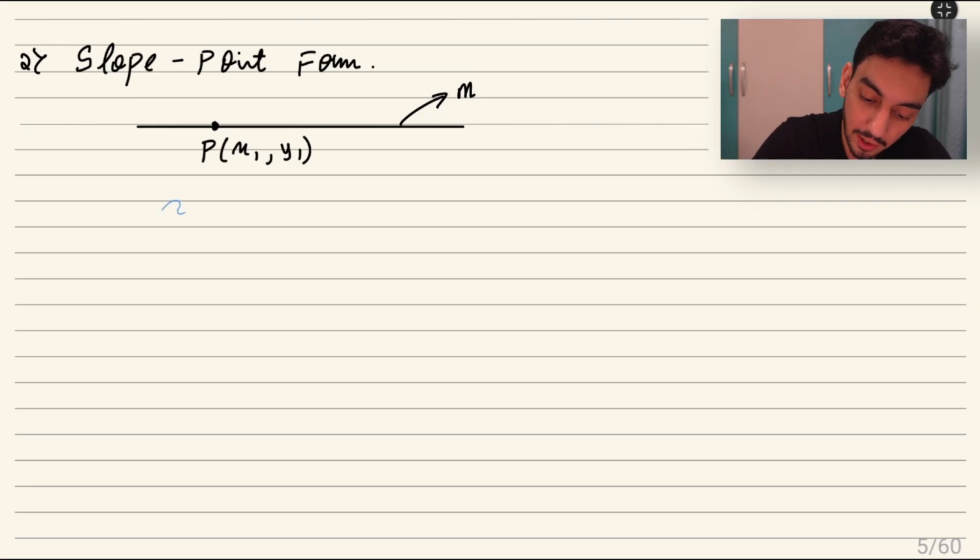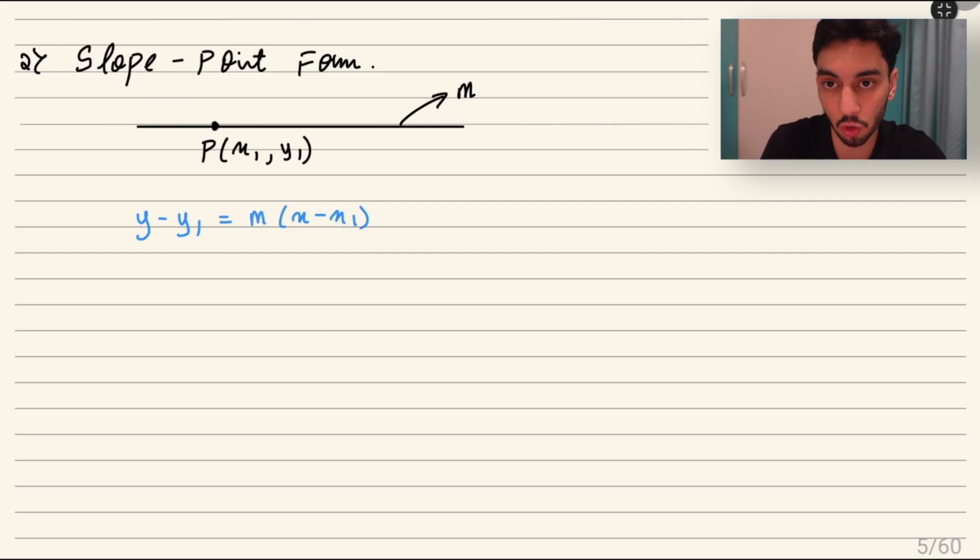And I need to find the equation of this line. So it will be slope point form. Why do I call it slope point form? Because the slope is given and the point is also given to me. So it would be y minus y1 is equal to m times x minus x1. That is the slope point form.